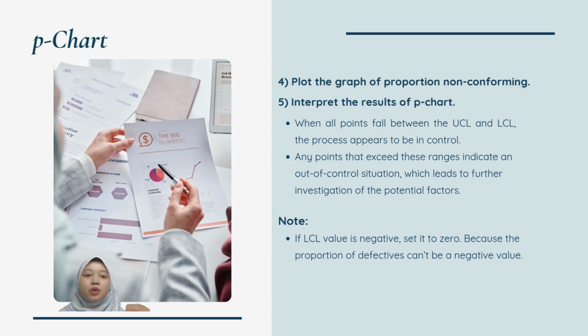When all points fall between the UCL and LCL, the process appears to be in control. But if any points exceed this range, it will indicate an out of control situation, which leads to further investigation. Note that if the LCL value is negative, set it to 0 because proportion of defective cannot be a negative value.